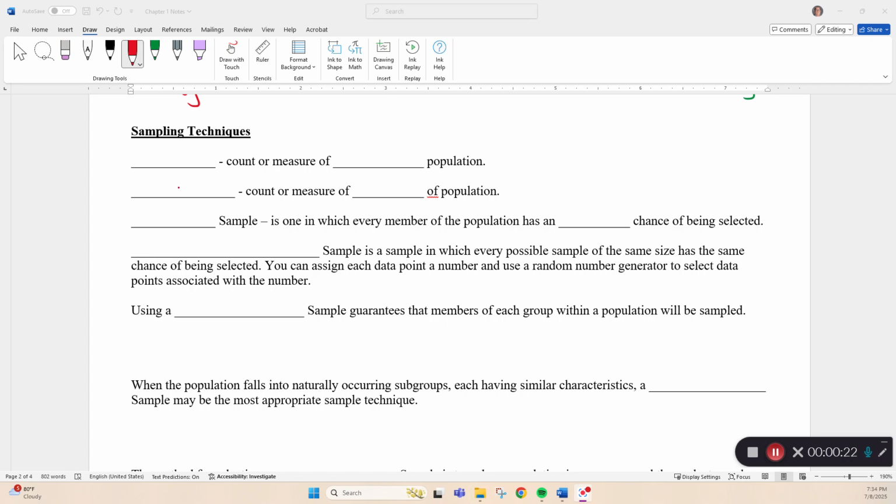So a census is a count or measure of the entire population. It's everybody. The whole shebang. The whole bamboozle. Now, this is extremely expensive.